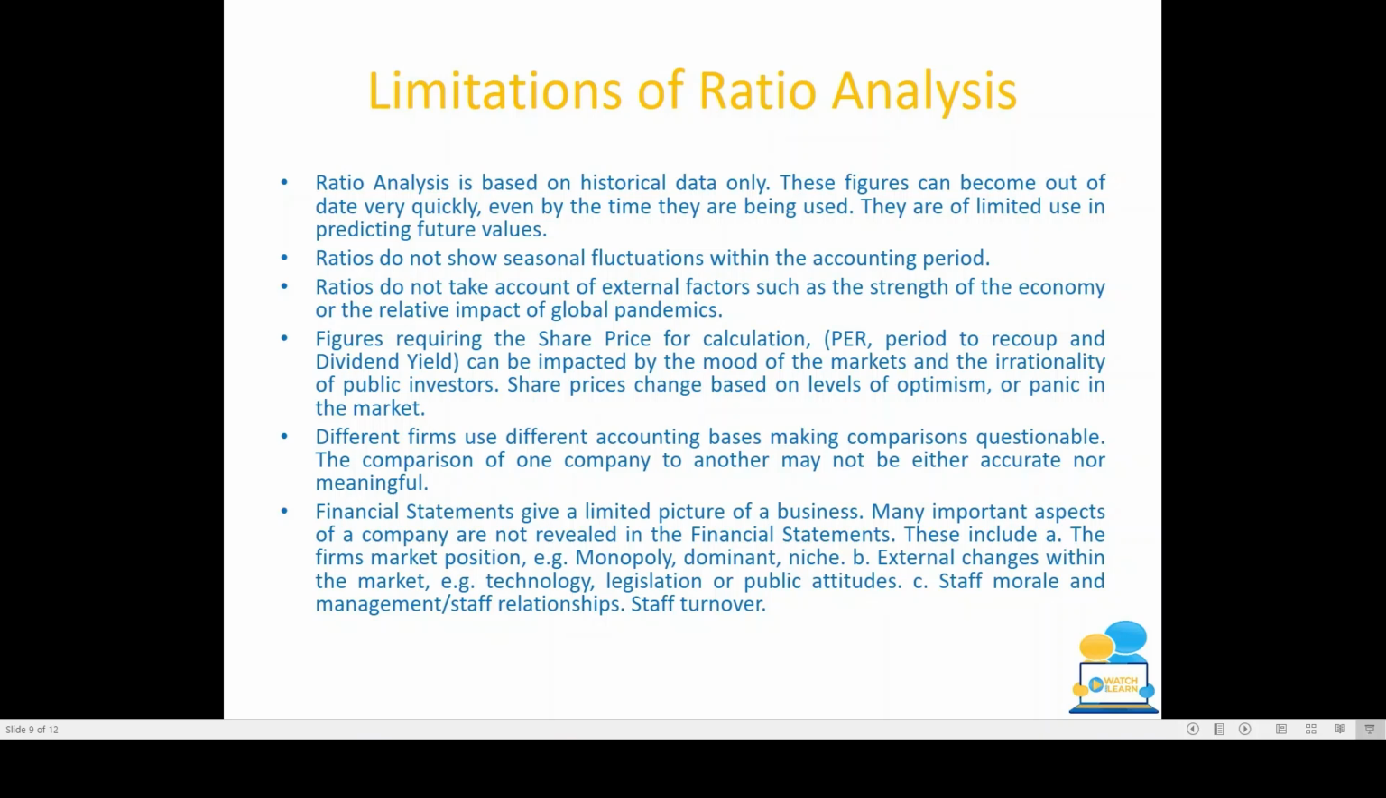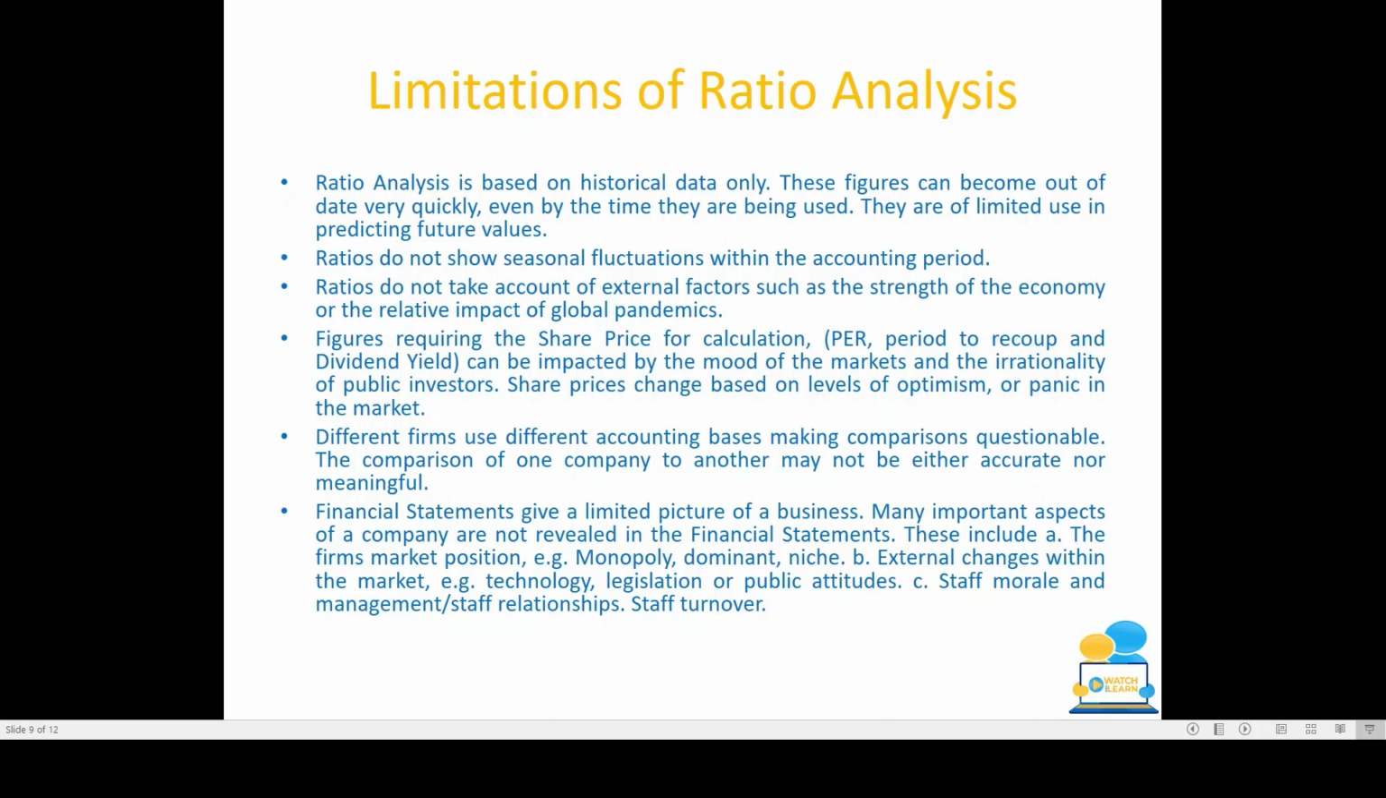Ratios do not show seasonal fluctuations within an accounting period. So they might give you the totals for the year, but not like per season or per month or so on. Ratios do not take account of external factors such as the strength of the economy or the relative impact of global pandemic.